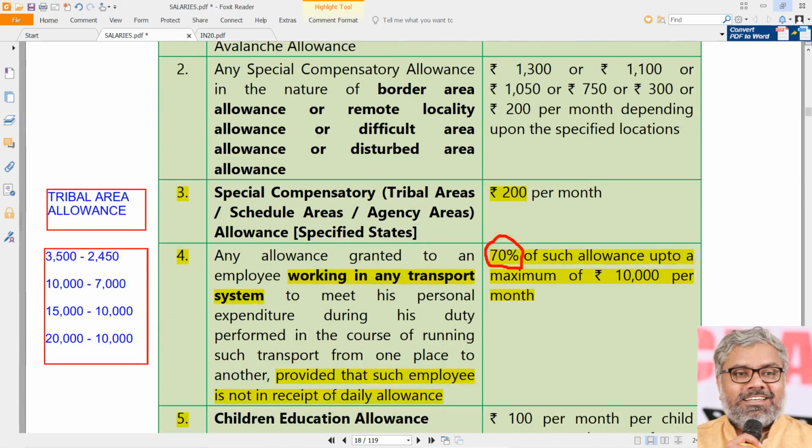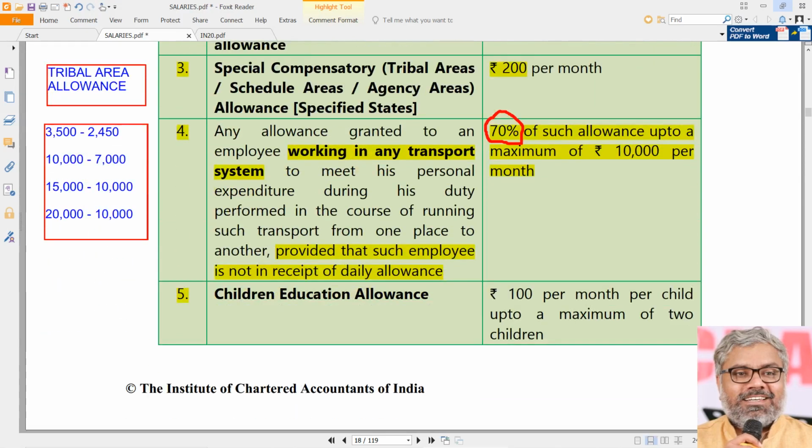Tribal area allowance, since it is only one, you can remember. For allowance to transport employees, you should remember 70% or 10,000 rupees. You can say whichever is lower will be given as exemption. So whichever is lower is given as exemption, 70% of the allowance or 10,000 rupees, whichever is lower.